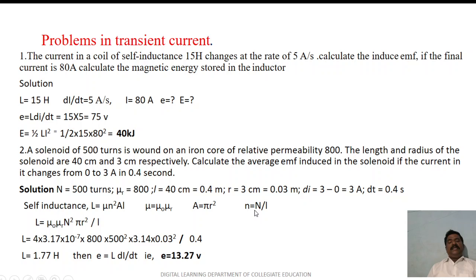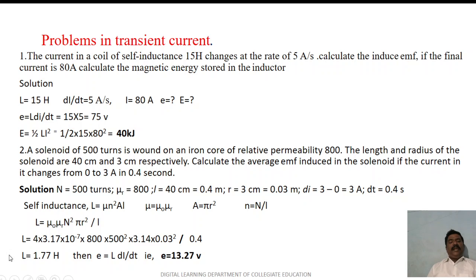So n I can write as N divided by l. Substituting this, we get mu naught mu r N square pi r square divided by l, the final expression. Now I can substitute the values. Mu naught is equal to 4 pi into 10 to the power of minus 7, mu r is 800, N square is 500 square, into pi, 3.14, into 0.03 whole square, divided by 0.4. After substituting all this, we calculate 1.77 Henry, the inductance value.